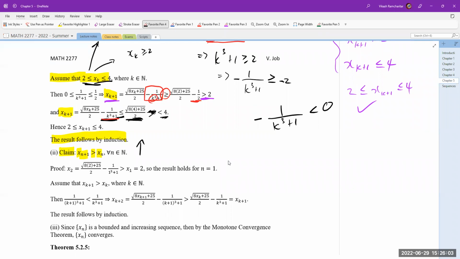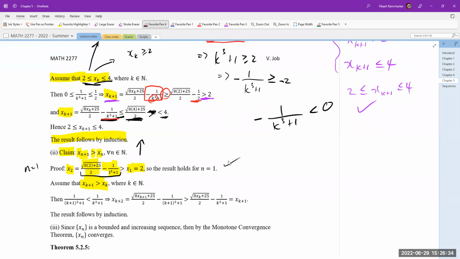Okay, so is it true for n equal 1? Well, we need to check whether or not x2, which is given by this, is bigger than x1. x1, we were told, is equal to 2. So if you punch this into your calculator, you get a number bigger than 2. So the result is true when n is 1. Okay, let's assume that it's true for some k. Now we need to show that the result is true for k plus 1.